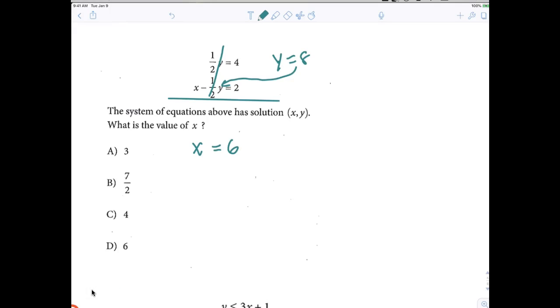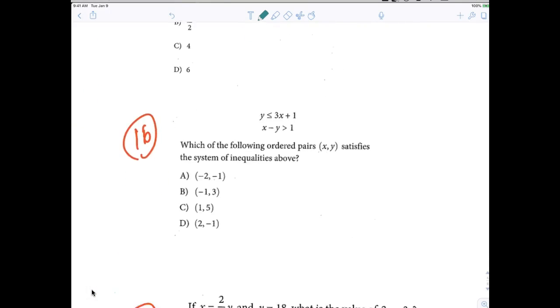Anybody have any questions with that? That one's kind of a good little tricky question. All right, let's look at 16.